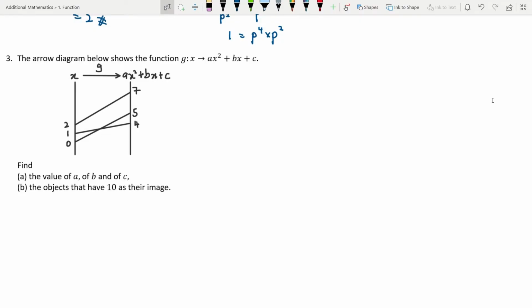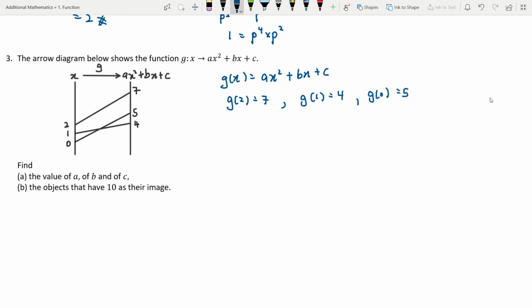Question 3. The arrow diagram below shows the function g such that x is converted into ax squared plus bx plus c. By looking at this arrow diagram, we have a few pieces of information. The first one, g of x equals ax squared plus bx plus c. We also have g of 2 equals 7, g of 1 equals 4, and g of 0 equals 5. Find the value of a, of b, and of c.